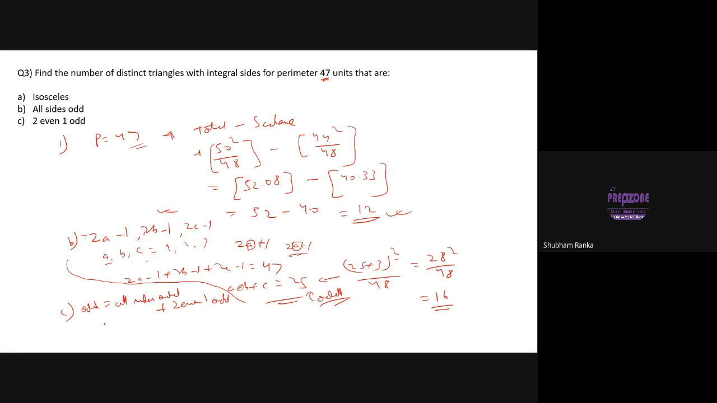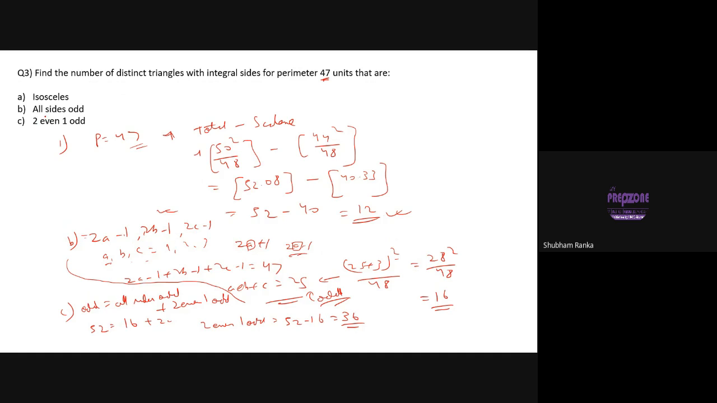All sides odd, we just found out that it is 16. Total we know was 52 here. So for the two even, one odd case, it will be 52 minus 16, which is 36.